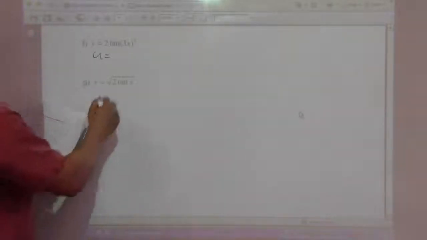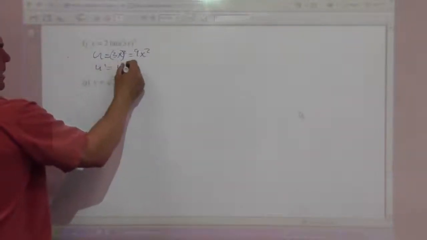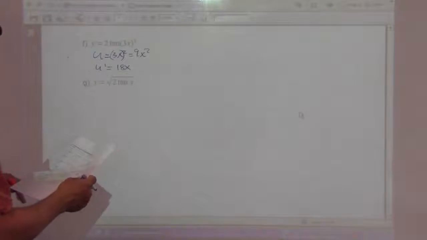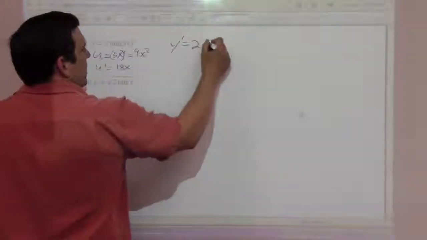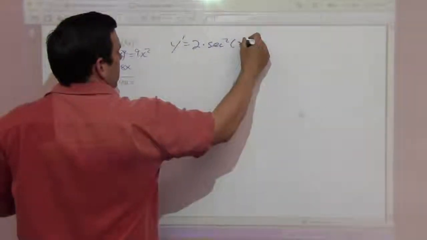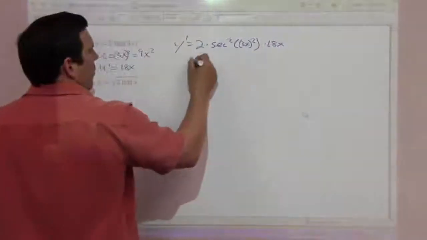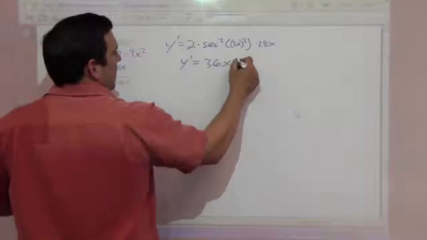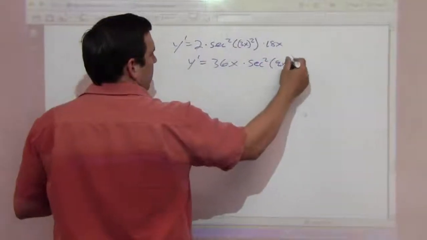Okay, now our u is going to be 3x squared, which is 3x quantity squared, so that's 9x squared. So u prime is going to be 18x. Our y prime is going to be 2 times secant squared of 3x squared times 18x. So y prime is going to be 36x times secant squared of basically 9x squared.